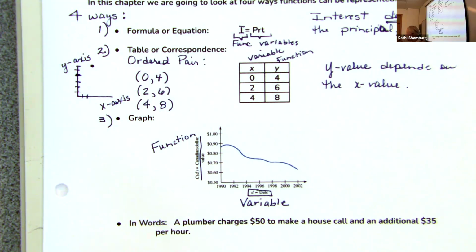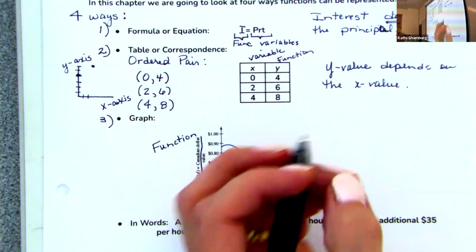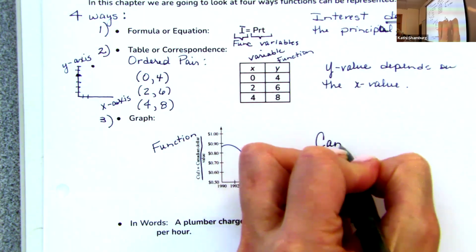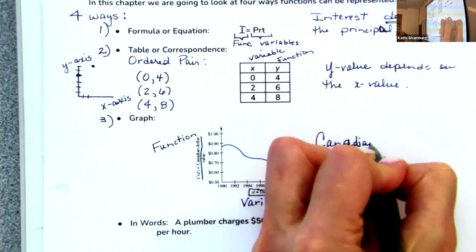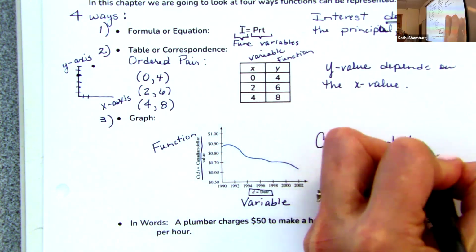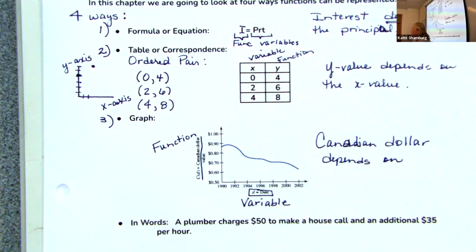All right, so if I asked you to explain this in sentence form, I can't just say function depends on variable. I have to be problem specific. So I go, okay, function. What is my function? Canadian dollar. So I would say Canadian dollar depends on, and I know it depends on the variable. So I look, what is my variable? The date.